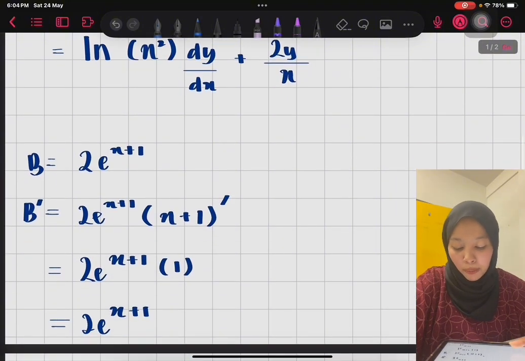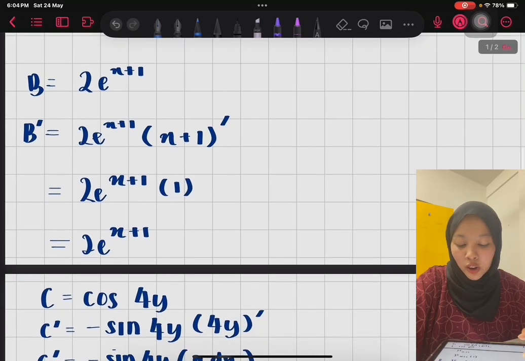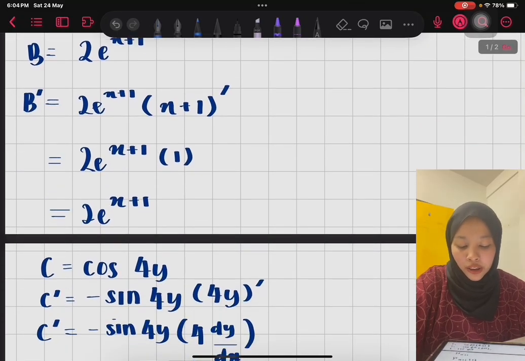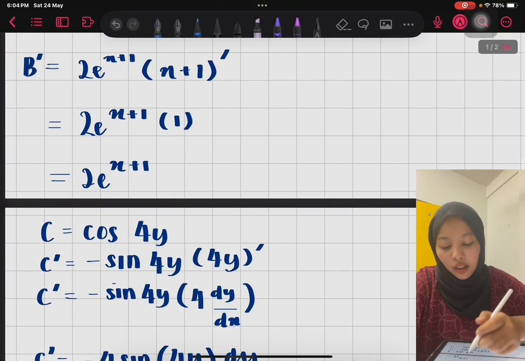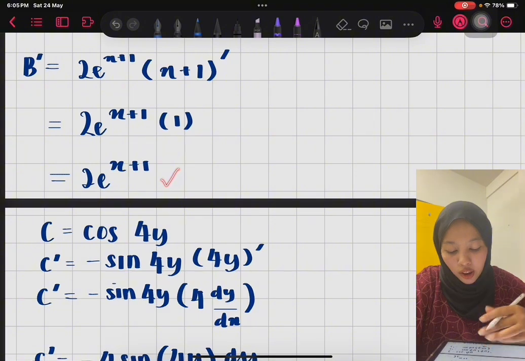And then we will find the b prime, which is our b is 2e power of x plus 1. So we just copy the 2e power of x plus 1 and we have to differentiate the power. After we differentiate the power, we will get 1. And then we have to multiply 2e power of x plus 1 and 1. So the answer for b prime is 2e power of x plus 1.